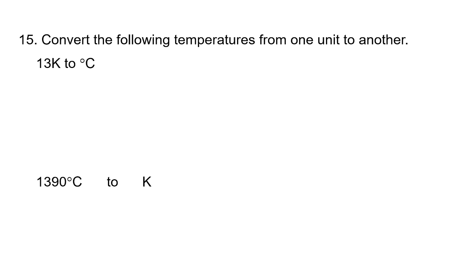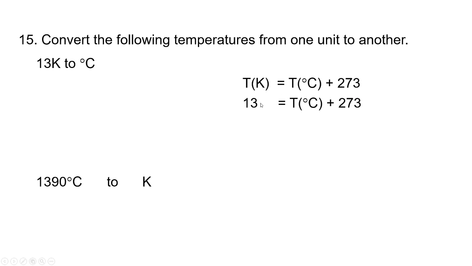In order to do this, you have to know your conversion from Celsius to Kelvin. A Kelvin temperature is equal to the Celsius temperature plus 273. That's basically your constant. So if I plug 13 Kelvin in for my temperature in Kelvin, I'm basically solving for a single variable, which is an algebra principle. I'll subtract 273 from both sides, and I'll find that my temperature in Celsius is negative 260 degrees Celsius.